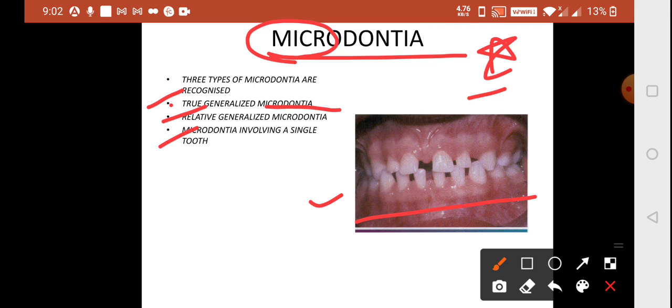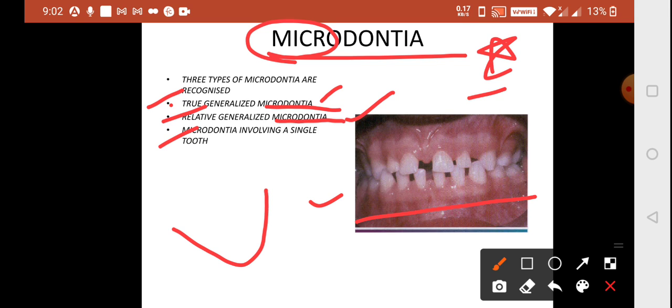Whereas in case of relative generalized microdontia, normal or slightly smaller than normal teeth are present in jaws that are relatively larger than normal, meaning it might appear to be microdontia, but the size of the jaw is more than normal. That's why even normal or slightly small teeth appear to be very small. They can ask you in a question which type of microdontia it is when the jaws are big and the teeth size is relatively normal or smaller than normal. The answer would be relative generalized microdontia. Such questions are asked, and they can even directly ask that if the teeth size is smaller than normal, then it is true generalized microdontia.